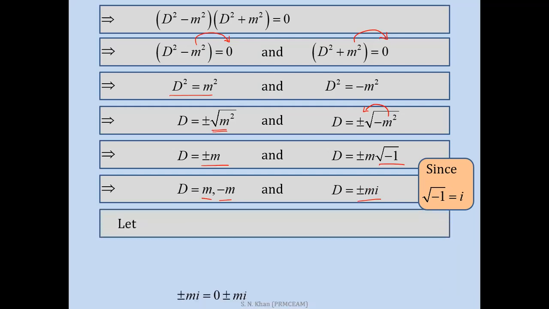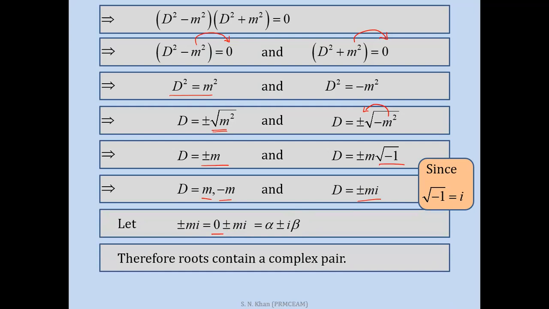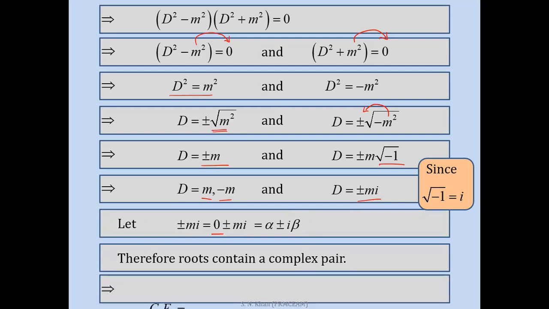So let ±mi be equal to 0 ± mi, because we need the real part and the imaginary part. The real part was not present here, that's why we wrote 0. So 0 ± mi, and we can equate it with alpha ± i beta. So therefore roots contain a complex pair. Total 4 roots are there, and out of 4 roots there is a complex pair. So therefore CF will become CF equal to, first we will write the formula for the complex pair, and after that we will write the formula for the remaining real roots.